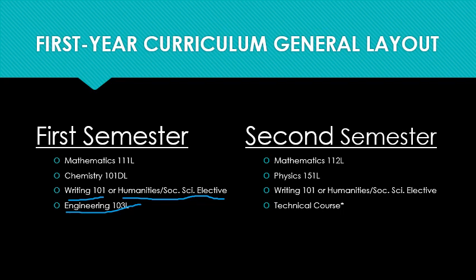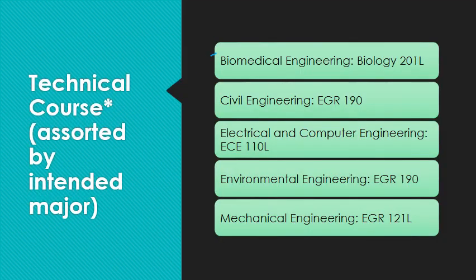Second semester, we have Mathematics 112L, Physics rather than Chemistry, and then we have the choice of Writing 101 depending on what was taken the first semester. And then right here we have a technical course. Now the thing about a technical course is that it varies depending on which major you're taking. For mechanical engineers, you would take EGR 121, environmental engineering, EGR 190, and so on. In this case, I'm researching electrical and computer engineering, which would most likely result in me taking ECE 110L.